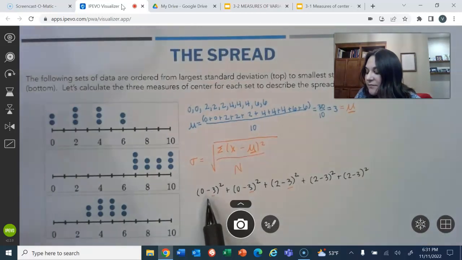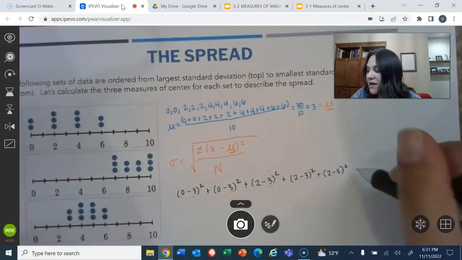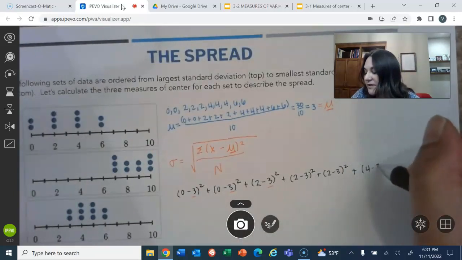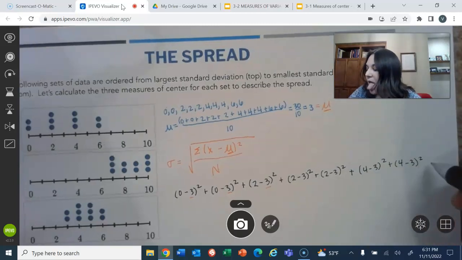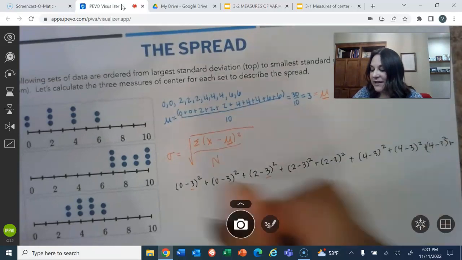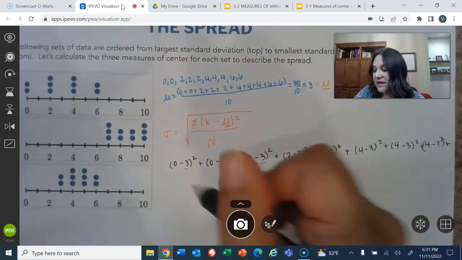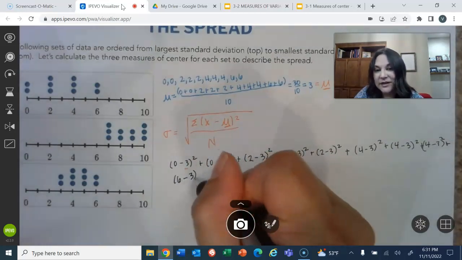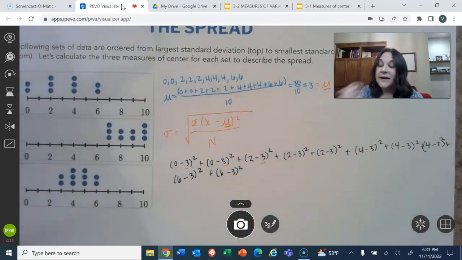So that's gotten me 1, 2, 3, 4, 5 numbers in the set. I still have 5 more. Then I'll do plus 4 minus 3 squared plus 4 minus 3 squared plus 4 minus 3 squared. Continuing on, I got my three 4s there, right? Then plus 6 minus 3 squared plus 6 minus 3 squared.